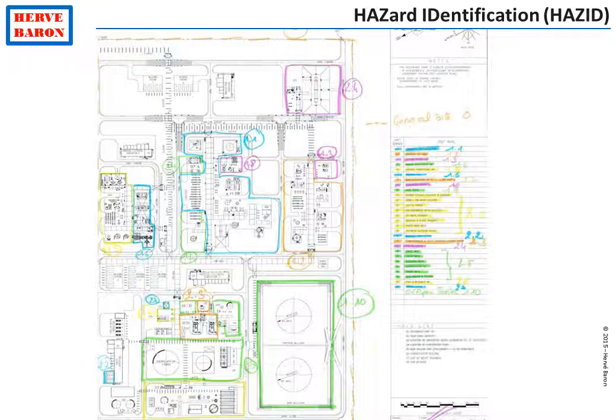The general plot plan shown here, for instance, was reviewed during the hazard session, and the various substances were marked using different colors. During this hazard session, it was decided that the storage tanks must be relocated furthest away from process units.